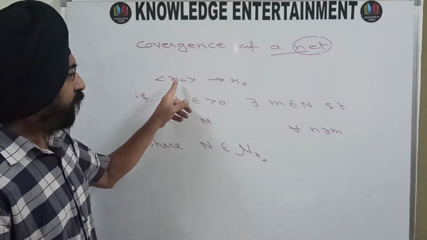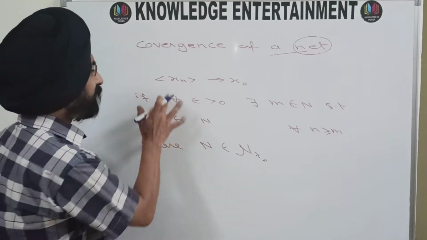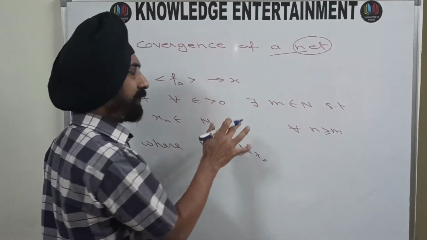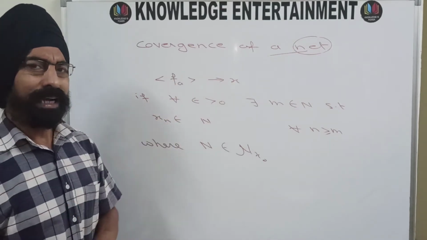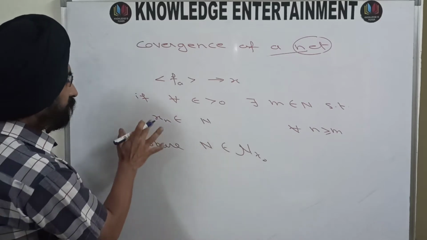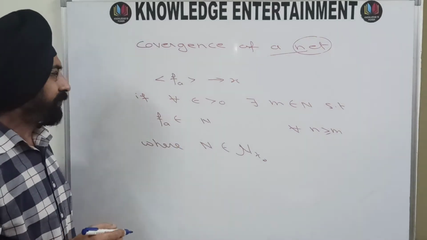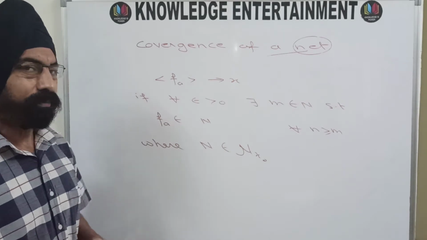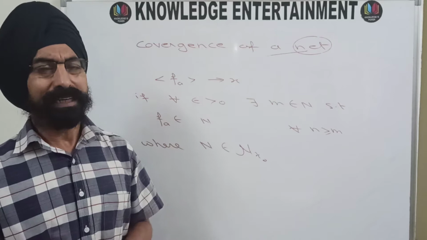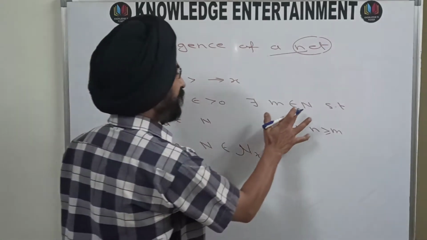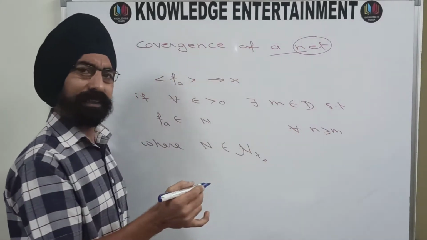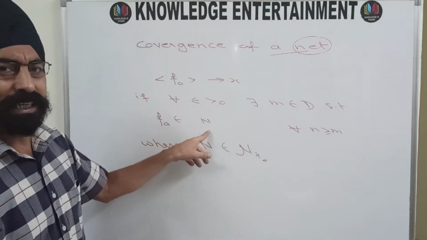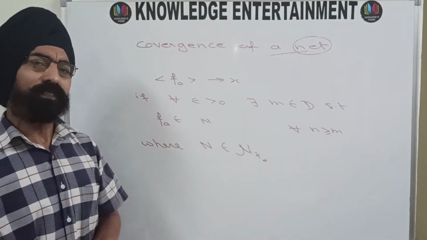Secondly, for sequence we use the symbol xn, and for nets we use f of a. So I am writing here f_a, and suppose f_a converges to x. The symbols are going to change. Then xn will be replaced by f_a, and x naught is replaced by x. Also, for the sequence, the domain is the set of natural numbers, and for nets, the domain is the directed set. So this n will be replaced by the directed set D. Here also, this f_a belongs to this N. This is not the set of natural numbers, but this N is the neighborhood of x naught.